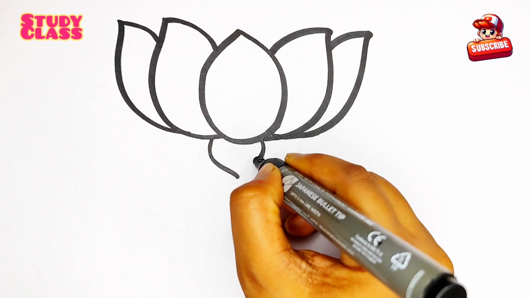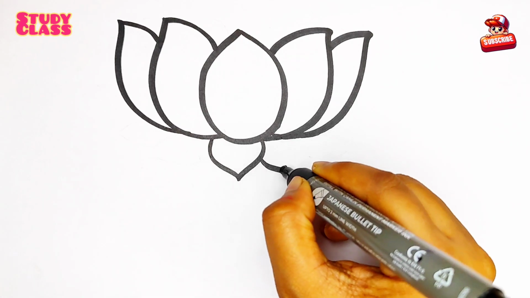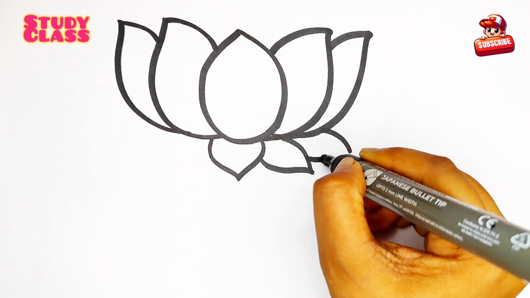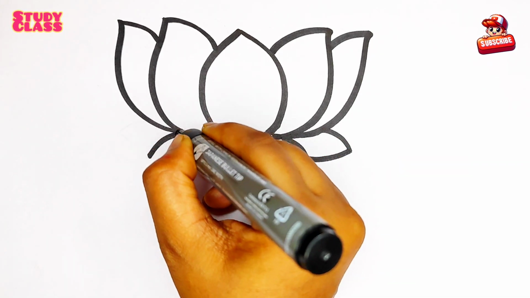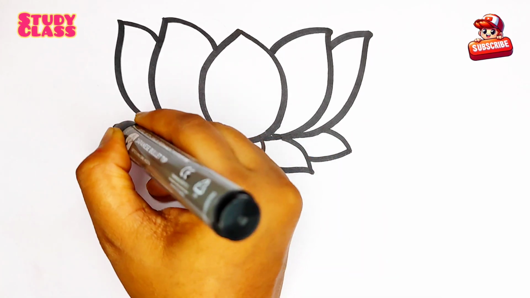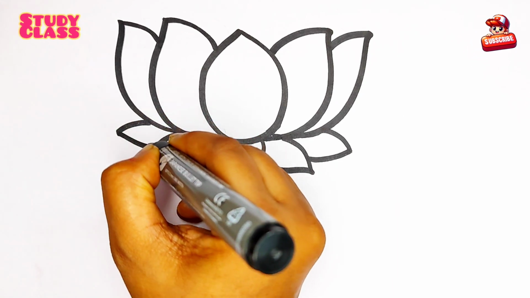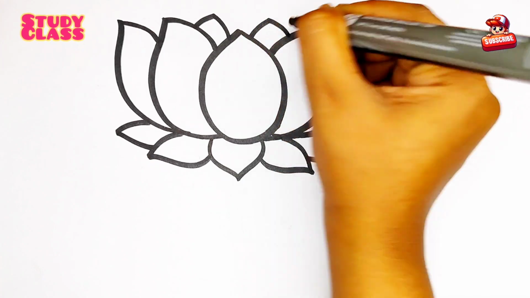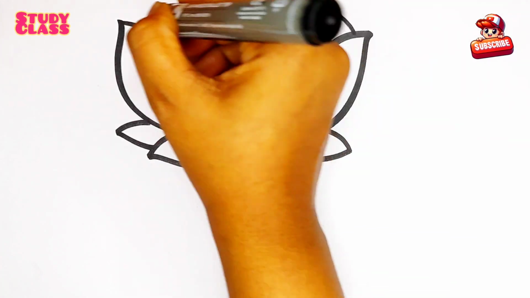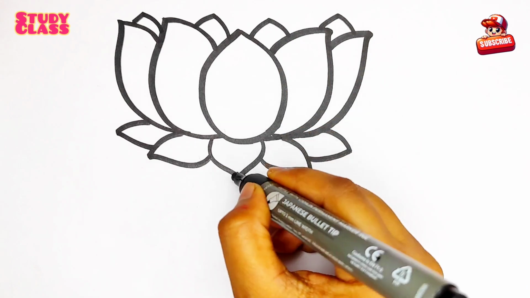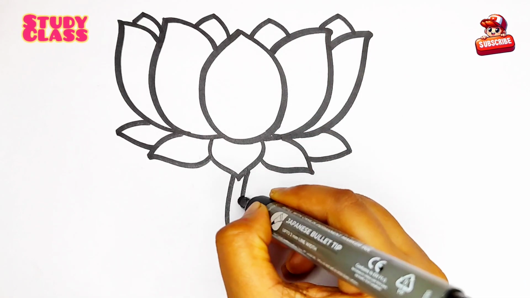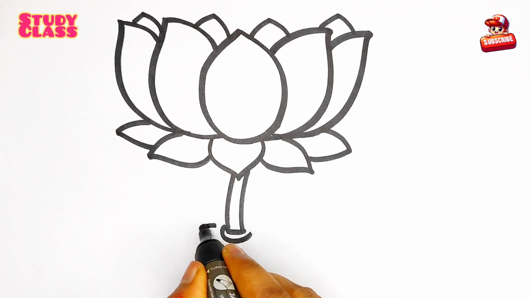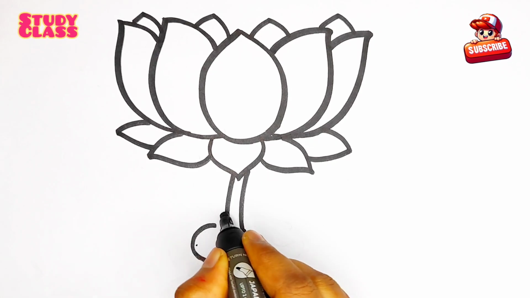Next we draw some small flower petal under the big petals. We draw some small petals on the top of the flower. Here, we draw the root. Lastly, we draw the big leaf of the flower.